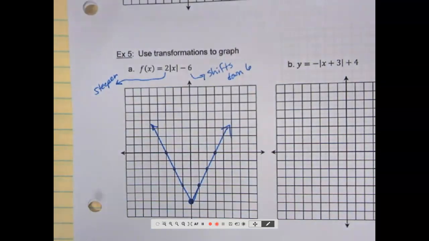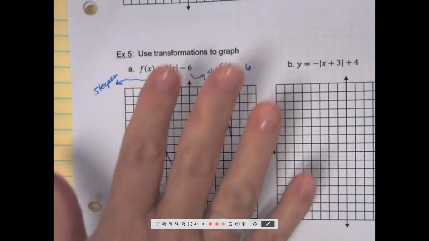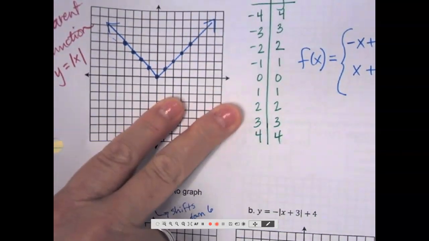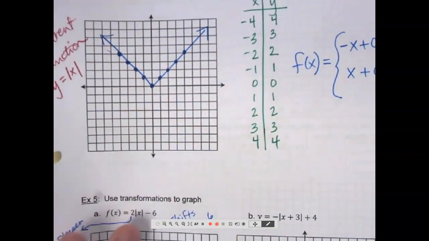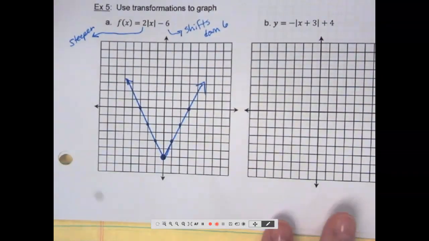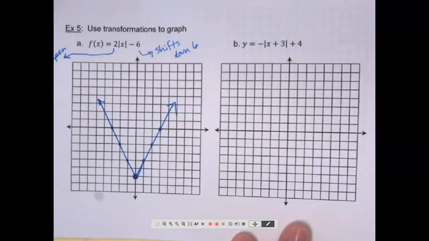Now, if you wanted to, you could do a table of values like we did up here. But if you know those transformation rules, it's quicker to just slide things around and figure out where they'll go. Okay, so let's look at the next one.